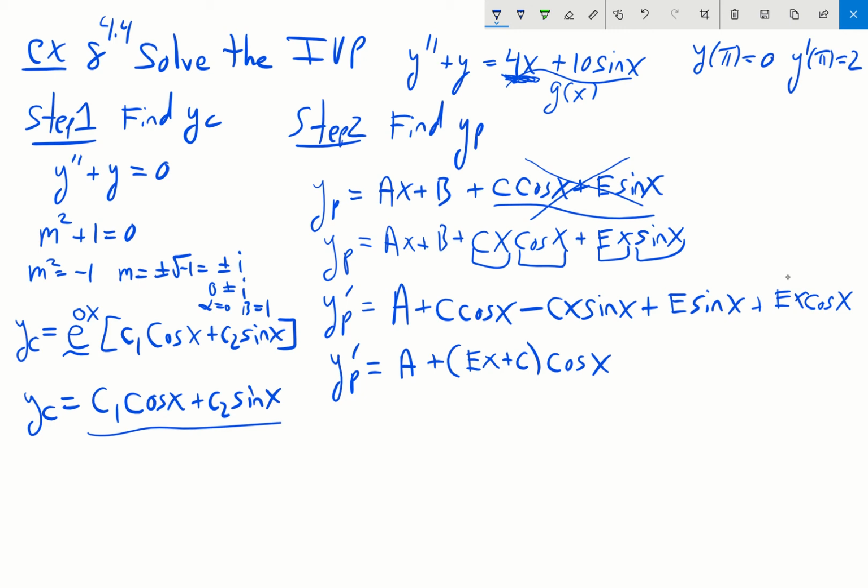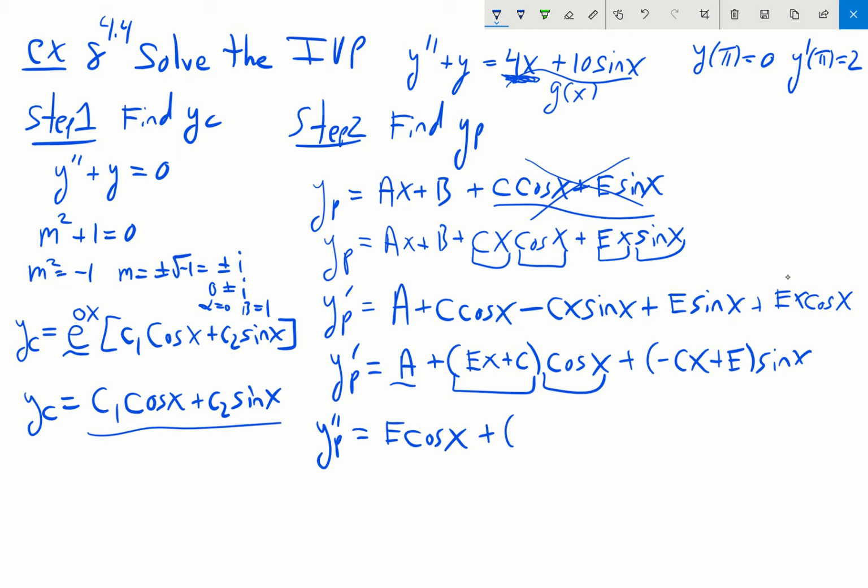And then similarly, if we look at our sine terms here, we would have a negative cx plus e sine of x. Let's now go ahead and find y particular double prime. The derivative of a constant is 0, so that's gone. And we have to use the product rule here. The derivative of e to the x plus c is just e times the cosine of x, and then plus we have e to the x plus c.